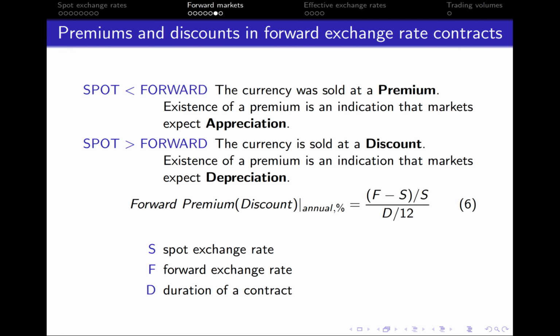Now, look, how can we calculate a forward premium or a discount? Well, if we want to calculate it as an annual percentage, and let's just say the duration of a contract is expressed in months, then we calculate it as the difference between forward and spot divided by spot, and this whole thing divided by duration over 12, because we have 12 months in a year. This will give us our premium expressed in percentages. So how many percent we can make if we engage in a forward transaction with some company.